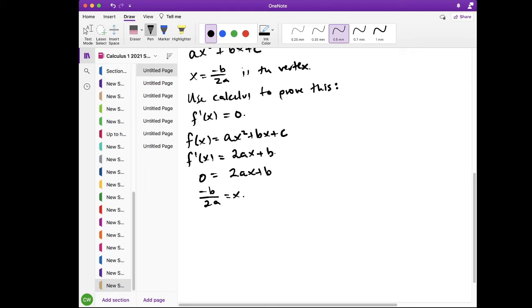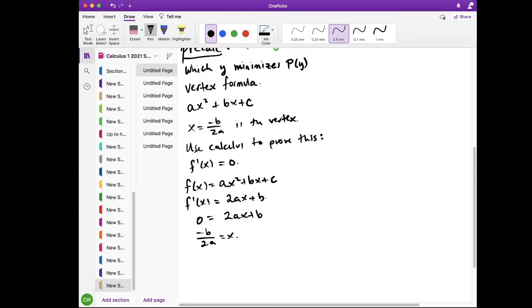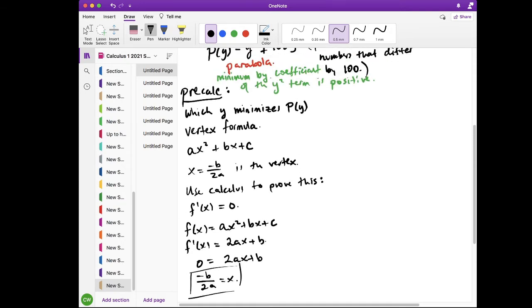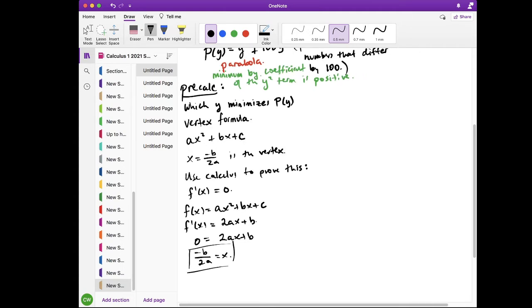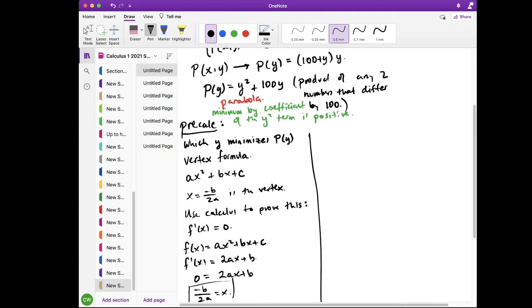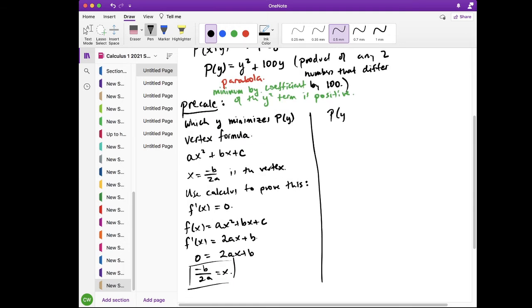So we know that parabolas only have minimums or maximums, and the only place where the derivative is 0 in a parabola is the vertex. So that's why it's negative b over 2a. Okay, so now let's do it for this problem. Our p of y is equal to y squared plus 100y. To minimize this, we look at the derivative and set it equal to 0. That's where extreme values happen.